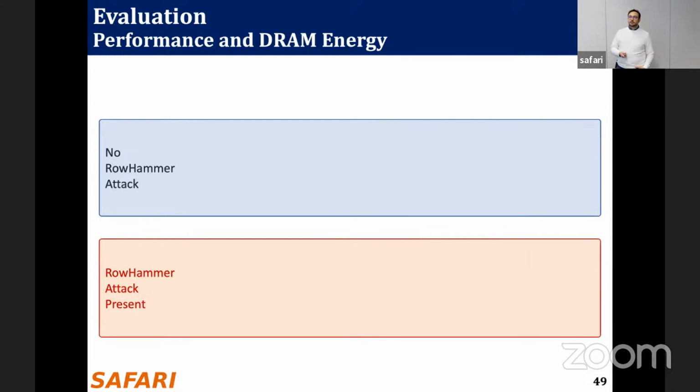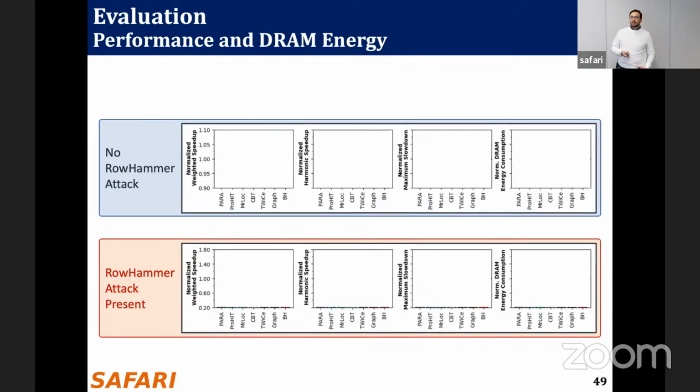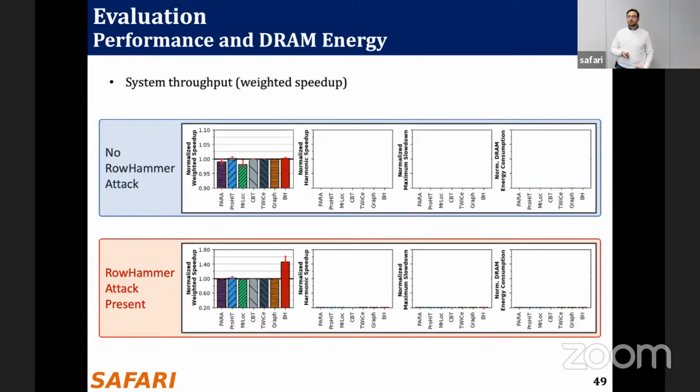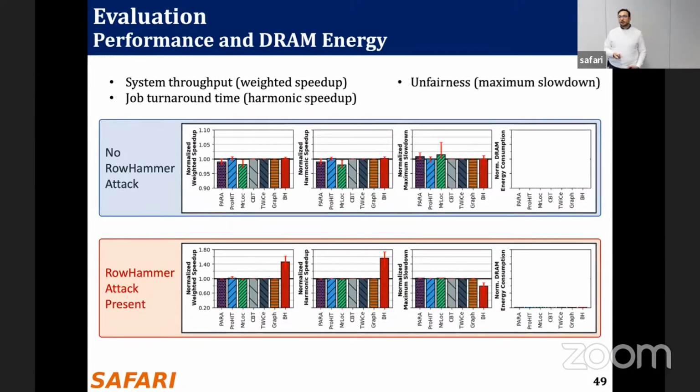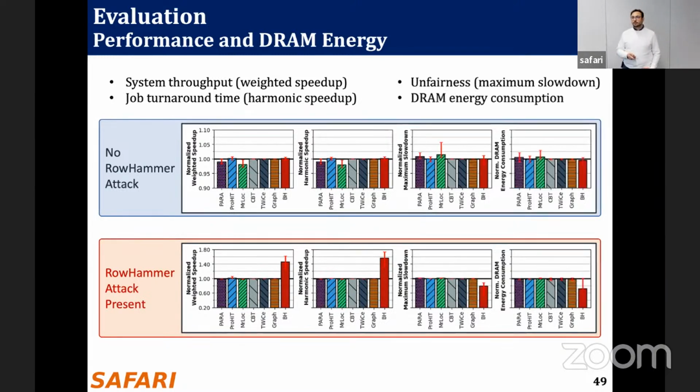When we look at the multi-core evaluation, we look into 2 cases. The first case, there is no RowHammer attack, and 8 benign applications run concurrently. The second case, there is a RowHammer attack and 7 benign applications are running concurrently with the attack. And we look at the system through 4 different metrics here. The first one is system throughput in terms of weighted speedup. The second one is job turnaround time in terms of harmonic speedup. The third one is unfairness in terms of maximum slowdown. And the fourth one is DRAM energy consumption.